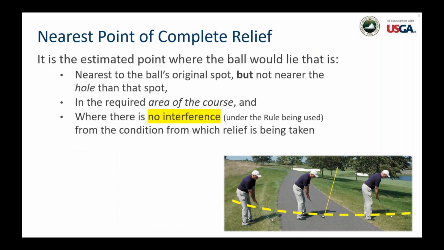So what is the nearest point of complete relief? I feel like the words complete relief are very key here. It's the estimated point where the ball would lie that is nearest to the ball's original spot, but not nearer to the hole than that spot. It's in a required area of the course where there is no interference from the condition from which relief is being taken. So you can see this player's ball lies almost in the middle of the cart path. But this picture has helped us visually see that his direction of play and where the nearest point of relief might be is on either side of that path.